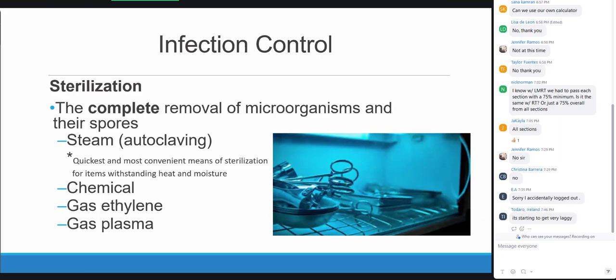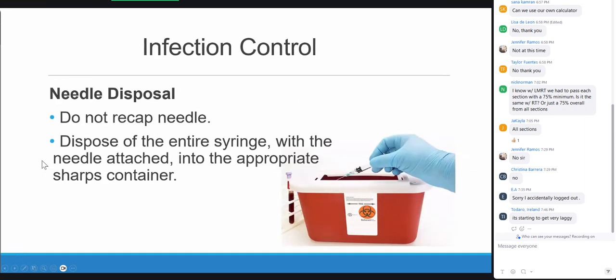Sterilization is a complete removal of microorganisms and their spores. Steam is the quickest and most convenient means. It costs less, but the items have to be able to withstand the heat and the moisture. We don't want them rusting either. After steam, chemical sterilization, gas ethylene, and gas plasma. Needles. Do not recap your needles. Leave the needle attached. Dispose of the whole syringe into the sharps container.